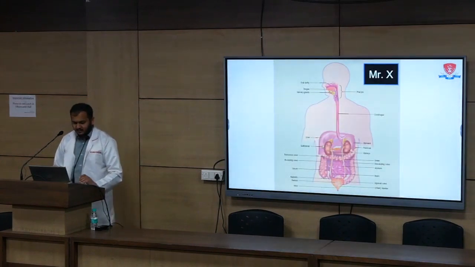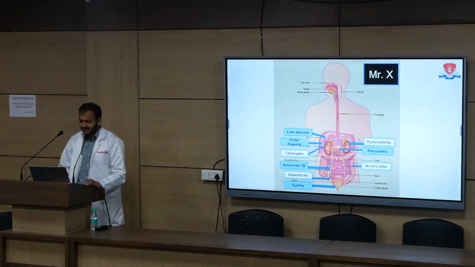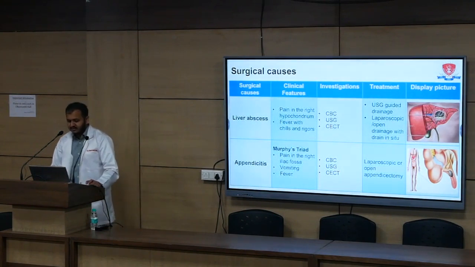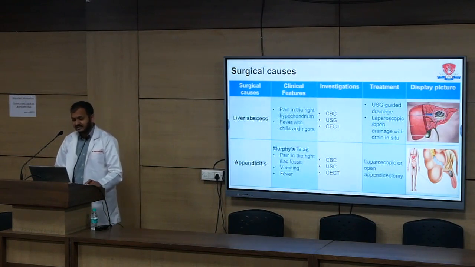This is Mr. X showing most common causes of fever in surgical OPD like liver abscess, cholangitis, abdominal TB, appendicitis, pyelonephritis, pancreatitis, cystitis and perineal abscess and many more. So let's begin with the first disease, that is liver abscess. So the patient comes with a complaint of pain in the right hypochondrium and fever with chills and rigor.